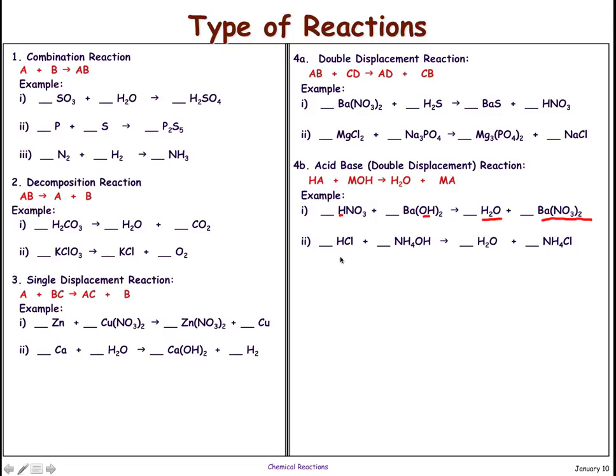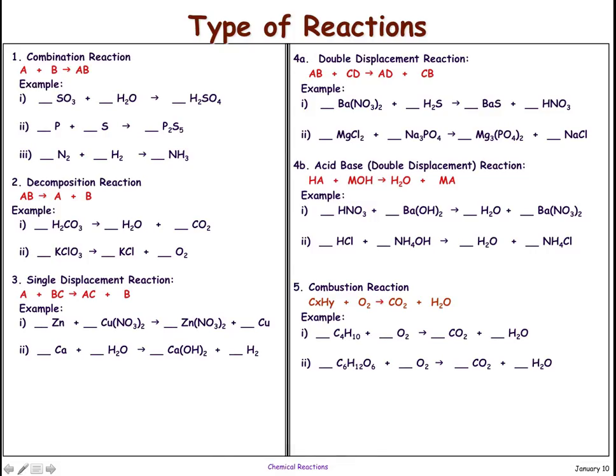Here again, this is the acid, this is the base. The OH and the H form water. The NH4 and the Cl form ammonium chloride. Double displacement. The last reaction is combustion. Combustion is a reaction in which you have some fuel. In this particular case, we call it a hydrocarbon. Why is it called a hydrocarbon? Because it's got hydrogen and carbon in it. So any organic chemical that has hydrogen and carbon in it is called a hydrocarbon.